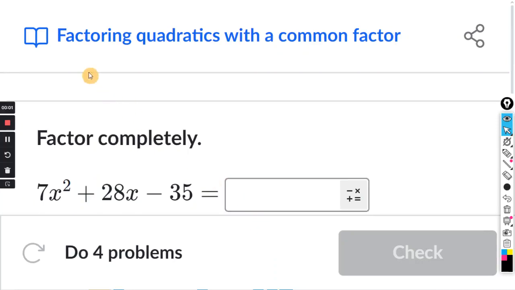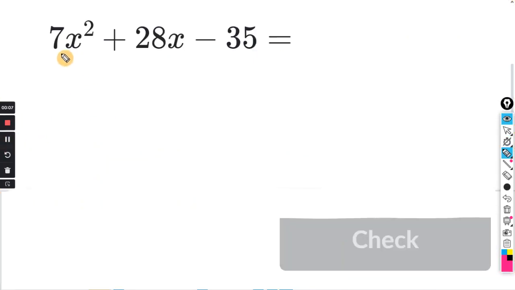This will be for the exercise, factoring quadratics with a common factor. All right, so we want to factor this completely. And for the first step, there are two main elements to worry about.